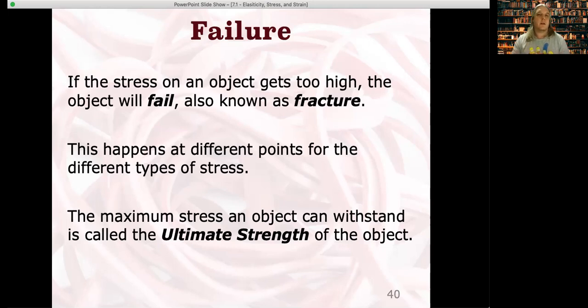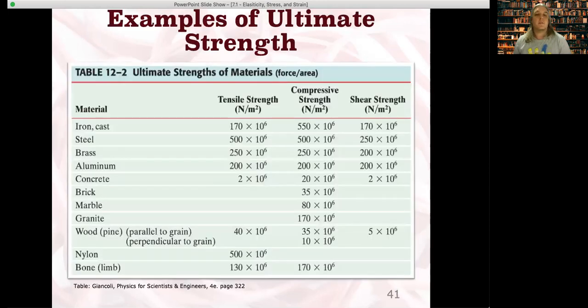Obviously, the force will depend on the actual properties of the object, whereas the maximum stress is that force over the area. So the maximum stress is called the ultimate strength of the object, and we've got some examples of that here. Again, you'll see that they are not always the same.